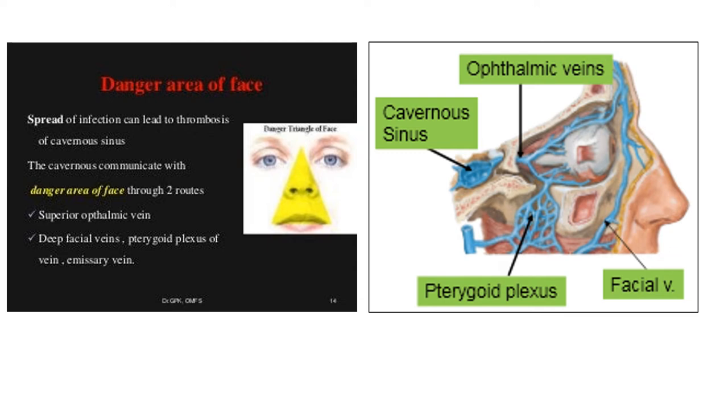So the cavernous sinus communicates with the danger area of the face through two routes: the superior ophthalmic vein and the deep facial vein, pterygoid venous plexus and the emissary vein. This is the sagittal section of the head, which shows the connection of the facial vein, the ophthalmic vein, and the pterygoid venous plexus, which have a direct communication with the cavernous sinus.